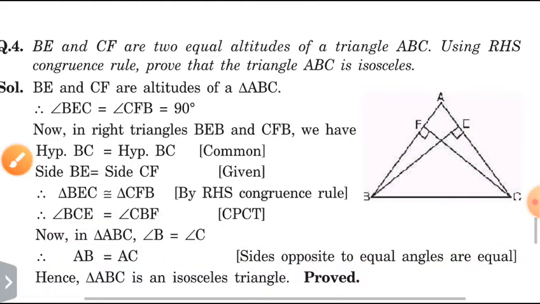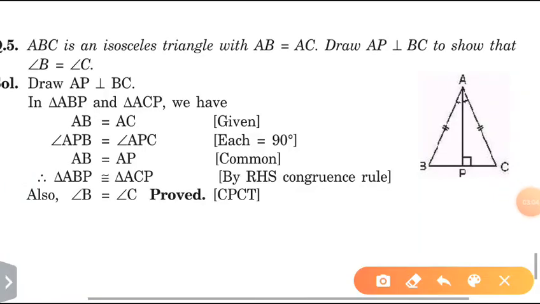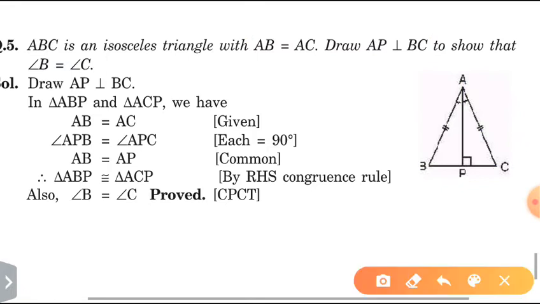Now move to the next question. This is the last question of this exercise. ABC is an isosceles triangle. That means this equal to this. It is given in the question, AB equal to AC, and AP is perpendicular drawn to the side BC. You can see that it is also given in the question. Now we have to prove that angle B is equal to angle C.